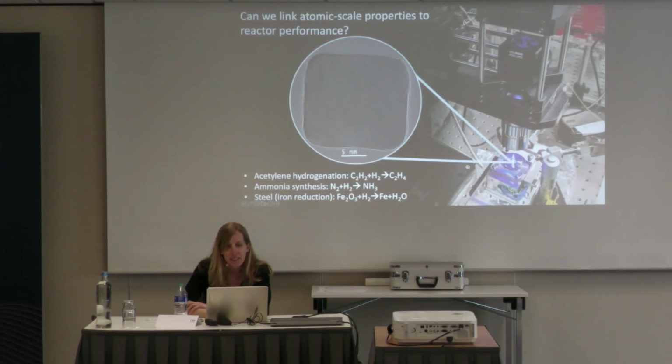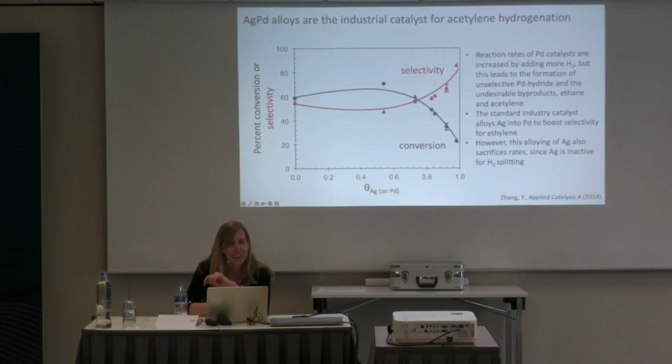It's made of stainless steel, and it basically gets packed with the nanoparticles that we make. And if you look to the industrial catalyst that's used for acetylene hydrogenation, it usually is a silver-palladium alloy. And that's because palladium, as we saw in the previous slides, hydrogenates, right? So hydrogen wants to go in.